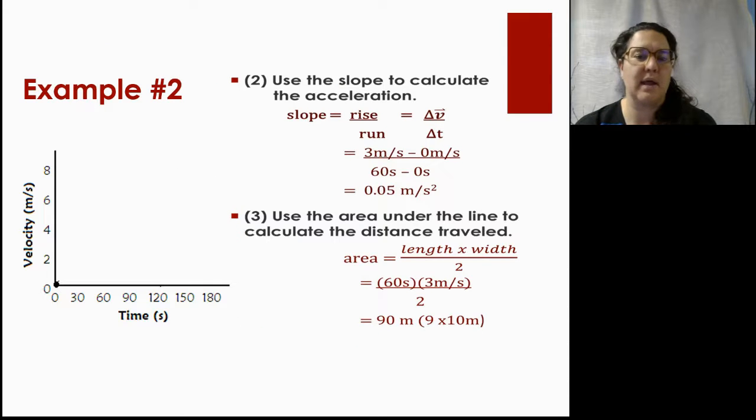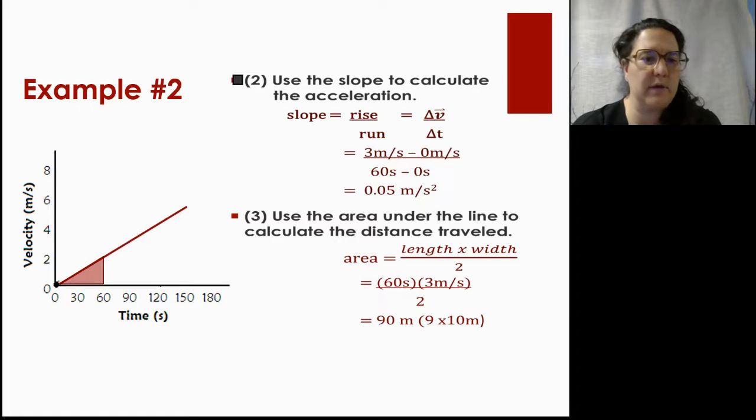We're going to use the slope to calculate acceleration. So we're going to take 3 meters per second at the y-axis and 0 meters per second at our origin and divide it by 60 minus 0. And this gives us a total acceleration of 0.05 meters per second squared. Now we can calculate the area under the graph to calculate the distance traveled. So we're going to go length times width divided by 2. So we have 60 seconds multiplied by 3 meters per second, and then divided by 2 gives us a total distance of 90 meters.